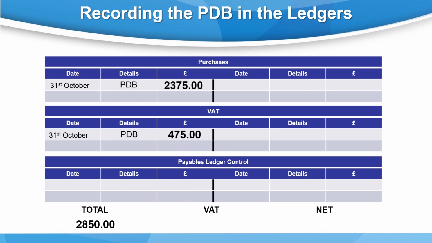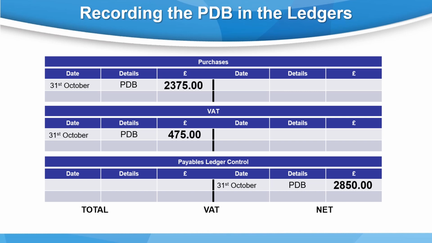The Payables Ledger Control account is where we record what is owed by us to our credit suppliers. In this account, a credit will increase what is owed and a debit will reduce what is owed. We'll again put in the date and the details. As we will owe our suppliers for the goods and the VAT, it's the total amount which goes here, and it's a credit because we've bought more goods and so owe them more money.